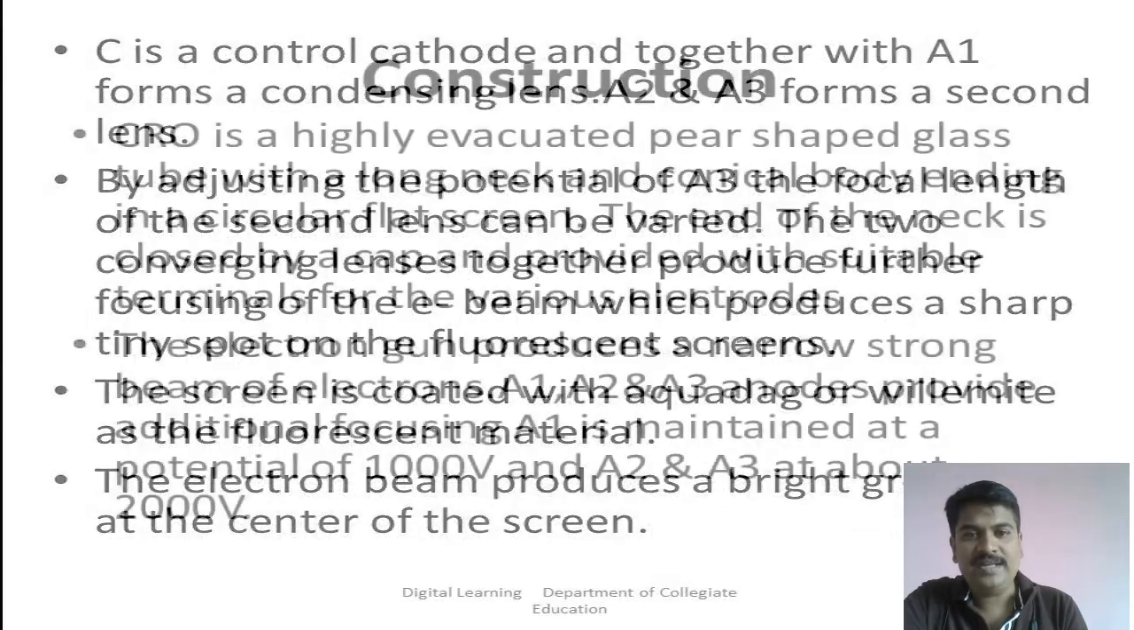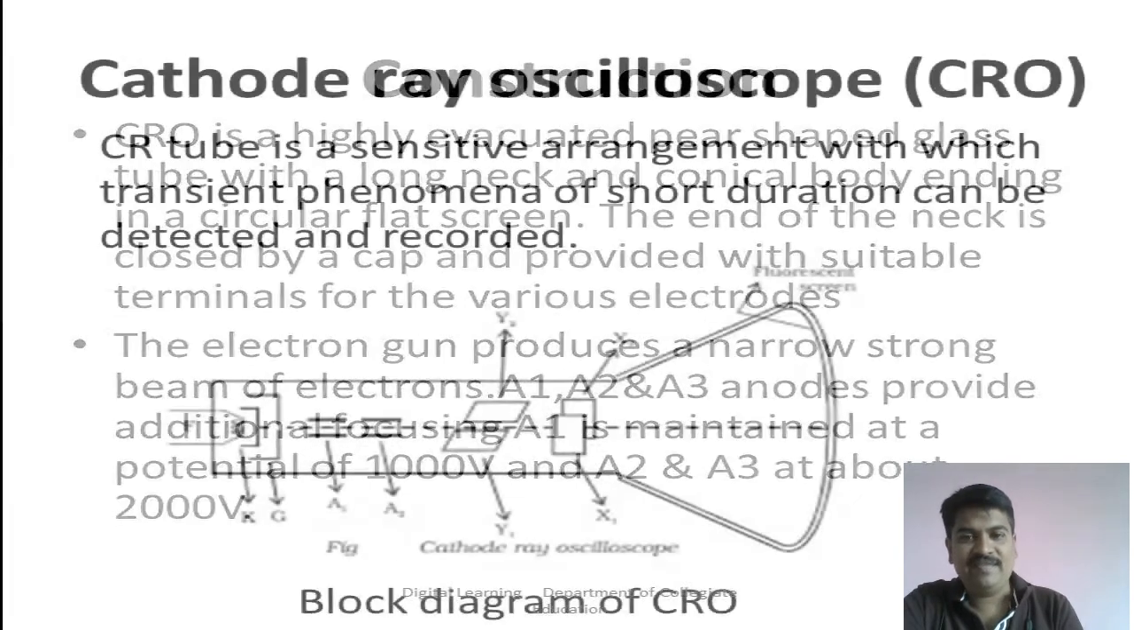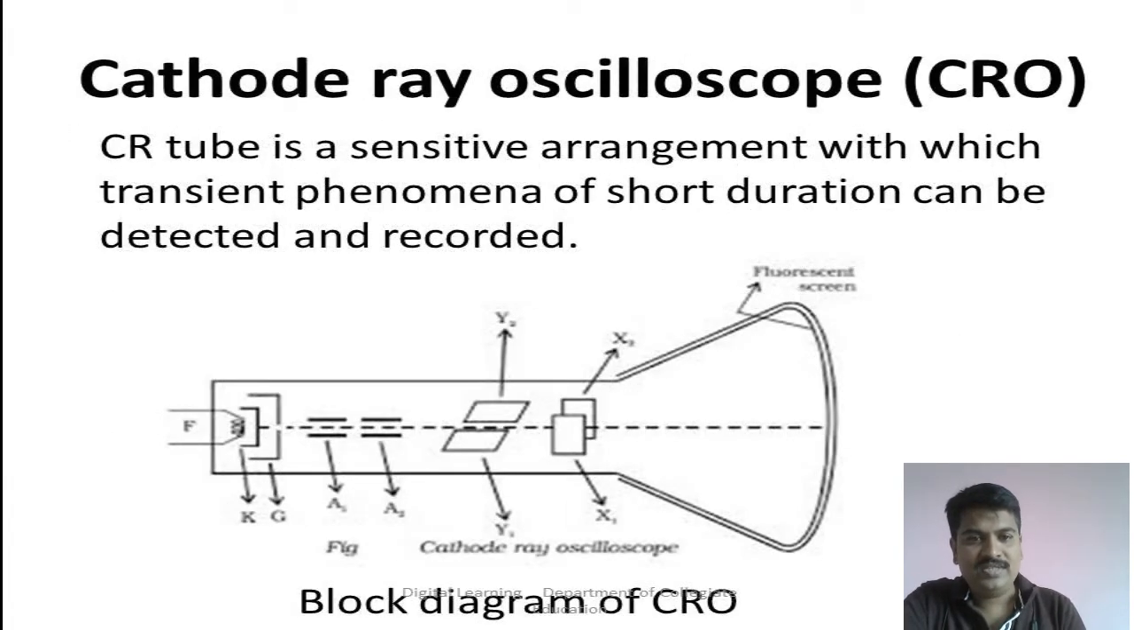I will show you with this diagram. Look at the X plate here. X plates are mounted vertically and they produce a horizontal electrostatic field and they deflect the electron beam in the horizontal direction. Now we have a Y plate over here. Look at this Y plate.